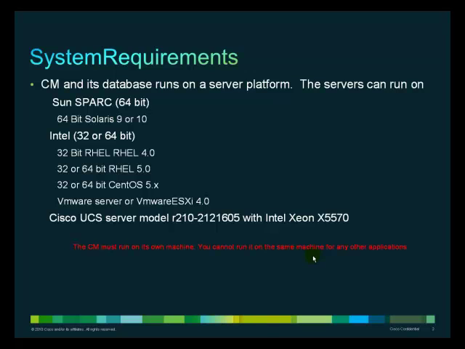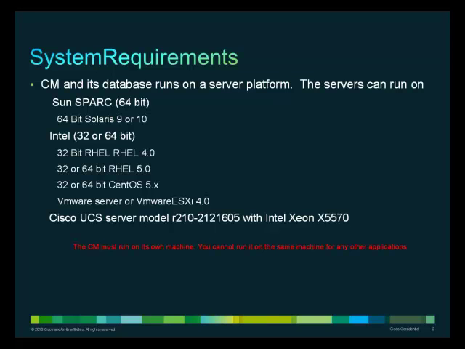System requirements for the collection manager are that it can run on a Sun SPARC 64-bit machine which runs Solaris 9 or 10, can be an Intel-based 32 or 64-bit hardware running 32-bit Red Hat Enterprise Linux 4.0 or 32 or 64-bit Red Hat Enterprise Linux 5.0 or CentOS 5.x. Lately, we have introduced support on VMware Server or VMware ESXi 4.0, on top of which you can have Red Hat Linux or CentOS running, on which we can have the collection manager as well.